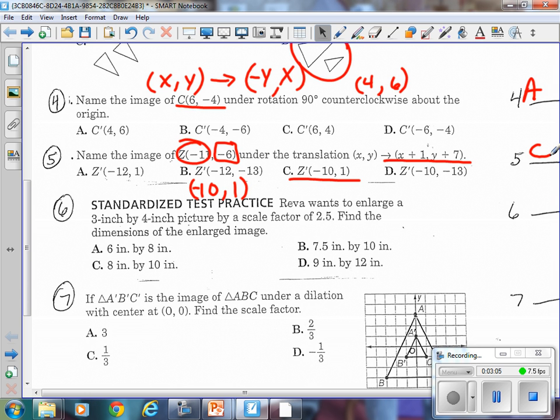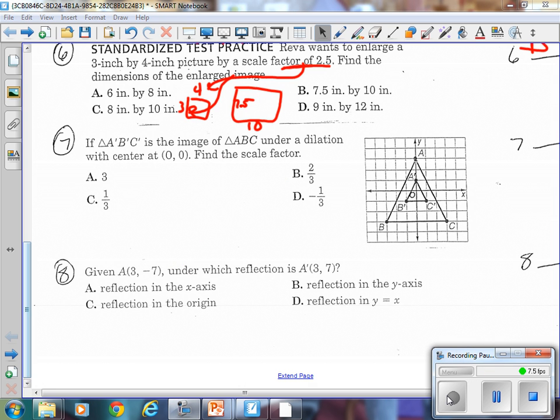Number 6 says Reba wants to enlarge a 3 by 4 picture, so she's got this picture and it's 3 by 4. She wants to make it bigger. Well, all you do with that is you take the scale factor and multiply it by both the length and the width. 2.5 times 3 is 7.5, and 2.5 times 4 is 10, so the new dimension is going to be 7.5 by 10. So the answer is B.